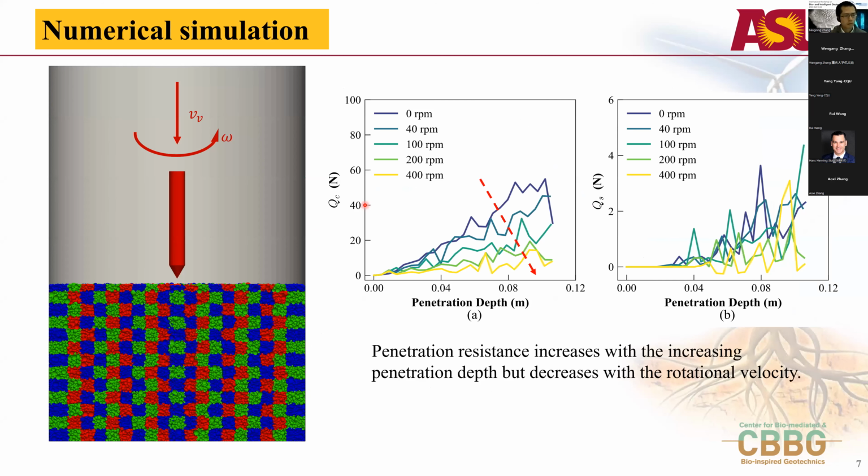Here is the sample for the rotational penetration. We set the same vertical velocity, but we change the rotational velocity. Here the vertical velocity is 0.04 meter per second. Here are the results for the penetration force on the cone and on the shaft. We can see that the penetration resistance increases with the penetration depth, but decreases with the increase of the rotational velocity. Well, the shaft direction doesn't change too much in this case.